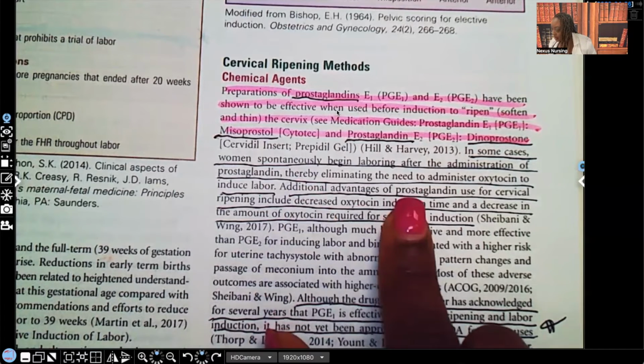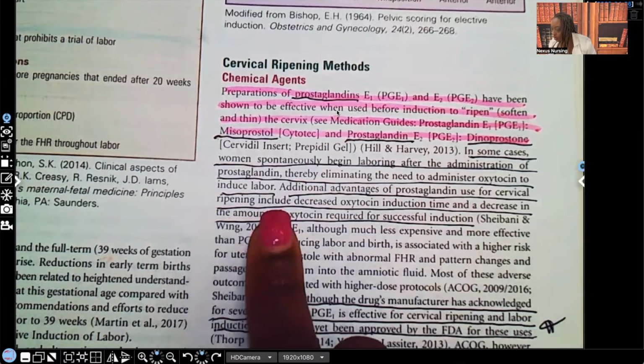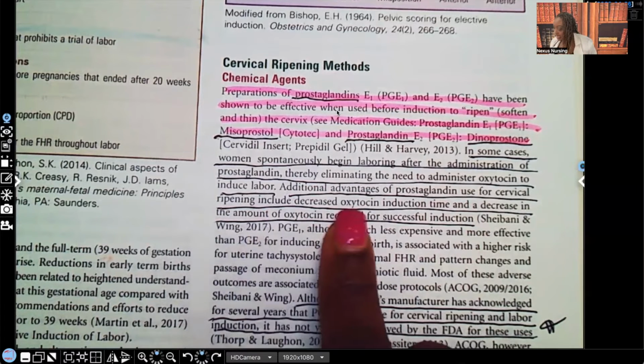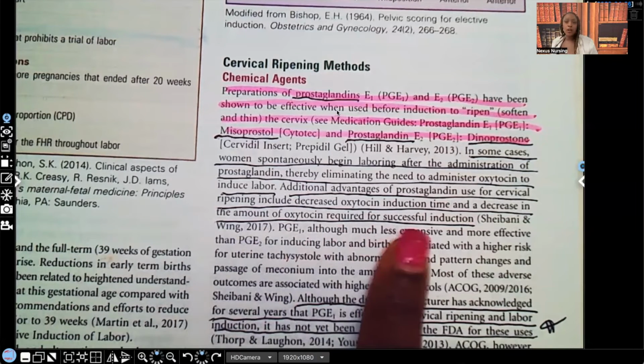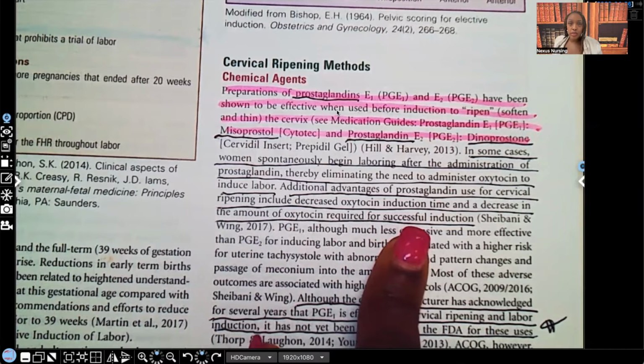Additional advantages of prostaglandin used for cervical ripening include, you need to know this, decreased oxytocin induction time, and I just explained to you why, and a decrease in the amount of oxytocin required for successful induction. So it's like we're killing two birds with one stone. That prostaglandin, not only is it ripening that cervix, it's softening it, it's making it ready to be induced, it allows us to have to give less oxytocin, or maybe we don't even have to give any oxytocin.